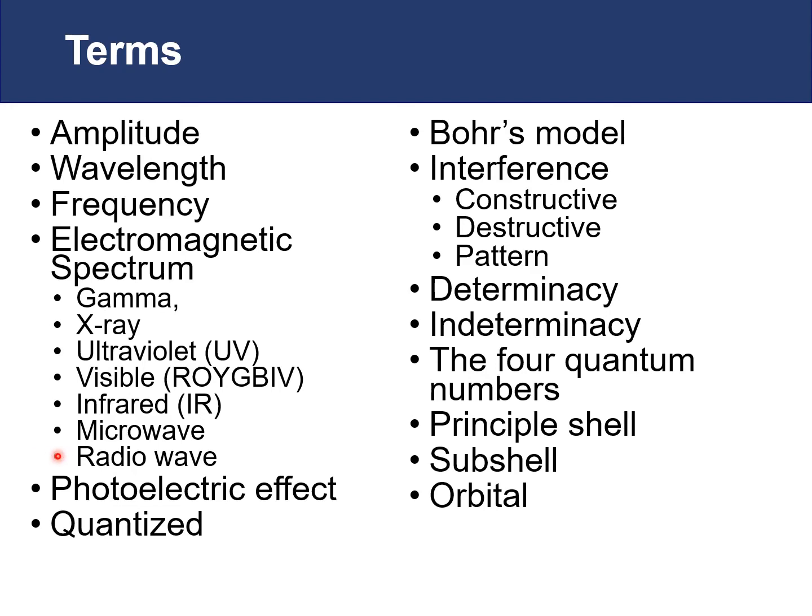Also, you should be able to define and distinguish between photoelectric effect, quantized, Bohr's model of the atom, what is meant by interference, both constructive and destructive, as well as what an interference pattern is, the term determinacy versus indeterminacy, the 4 principal quantum numbers, the principal shell, subshell, and what we mean when we say orbital.